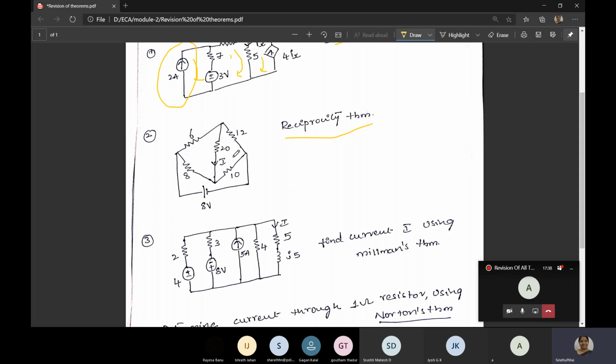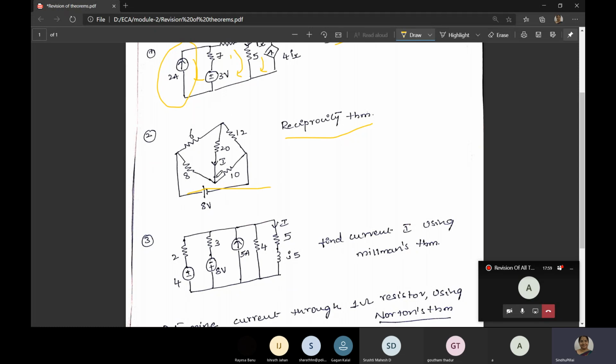Whatever the current you get in the two loops, that is, if this is I1, this is I2, this is I3, then I2 minus I3 will give you I. So that is the first method. Next, what you have to do is interchange. Bring this current I here. You have to short this here. This will be I, and put the voltage source here.